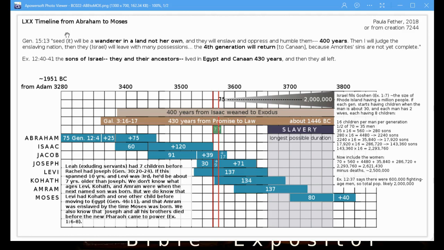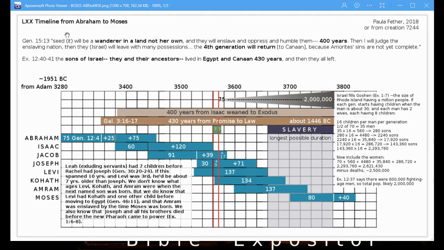But as we know, you can't just take one fulfillment of anything. There are cycles that repeat. That's how the Bible is constructed. And that's no less true here. So we can apply this to Isaac. It's the primary application. And it says, that seed will be a wanderer in a land not its own, and they will enslave and oppress and humble them.